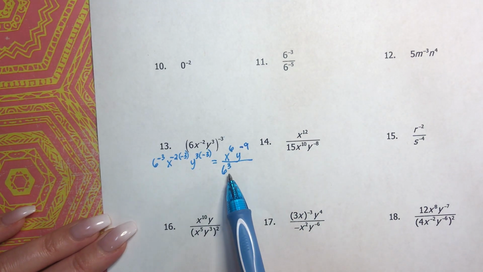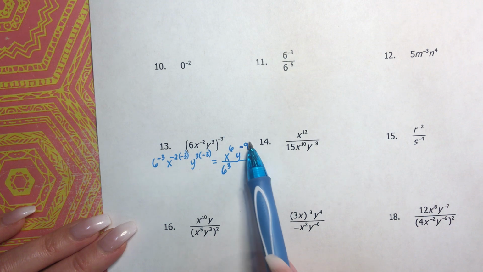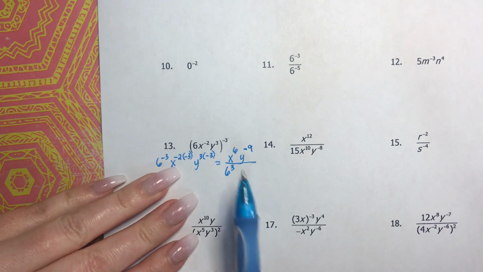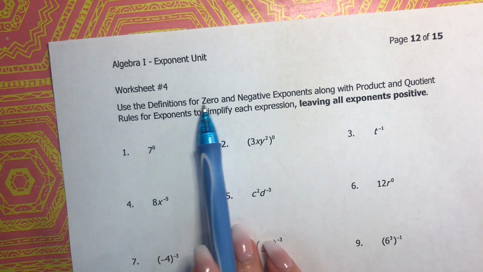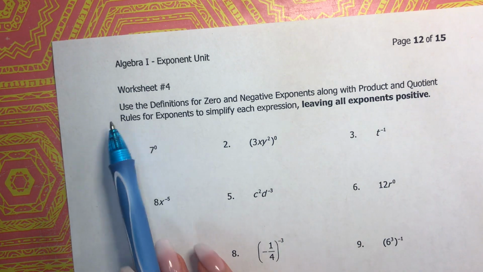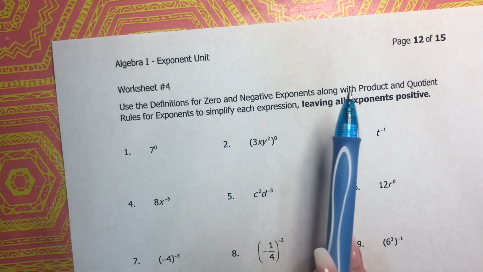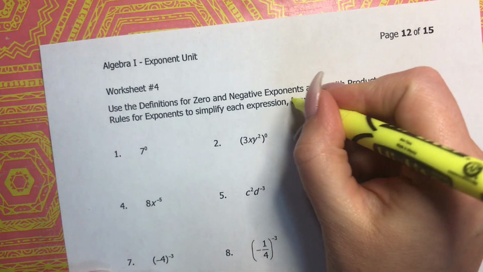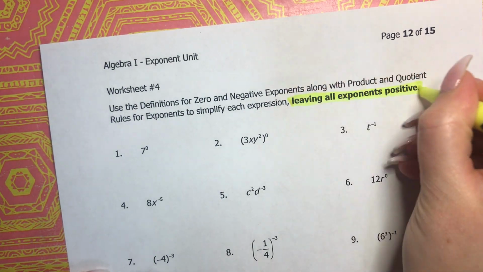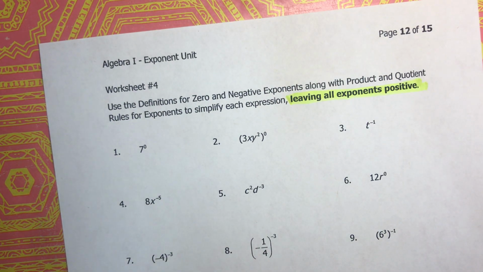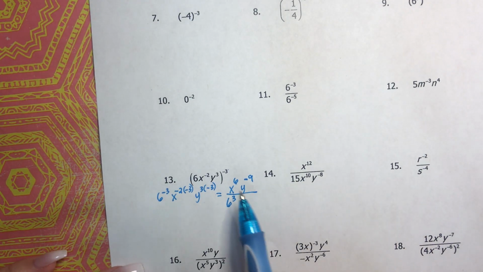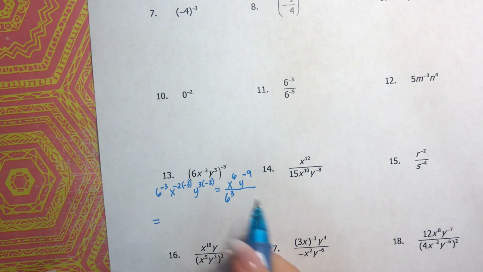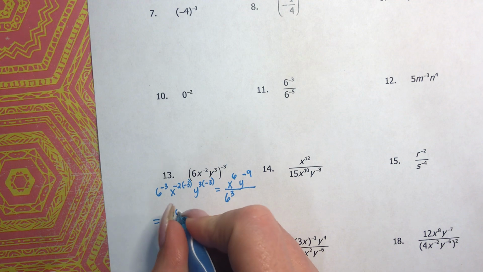From here, we just need to simplify this number, and we can't have our answers with negative exponents. So we have to make this exponent positive. If you see, use the definitions for zero and negative exponents along with the product and quotient rules for exponents to simplify each expression, leaving all exponents positive. I'm going to highlight that. Your answer means that you're not done until all of those exponents are positive. So here, are all the exponents positive? No, we have a negative exponent, so we have to get rid of it. We can do that, no problem. This one's positive, so we just leave it as it is, x to the 6.